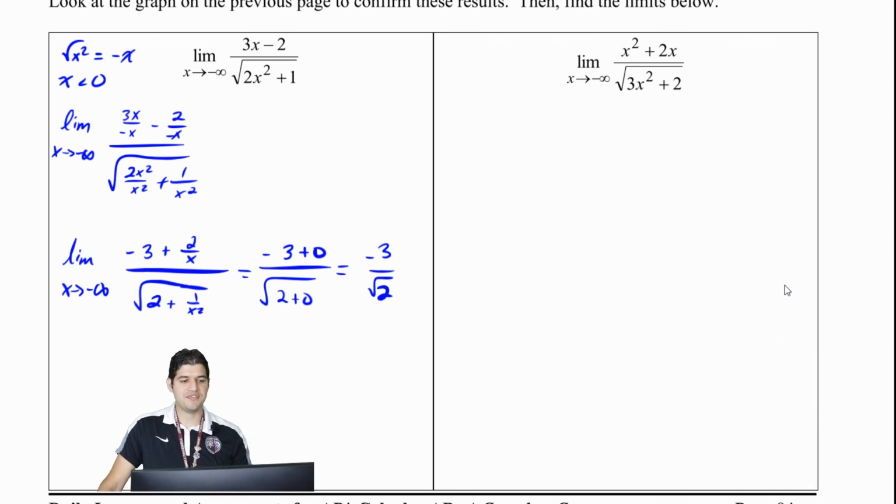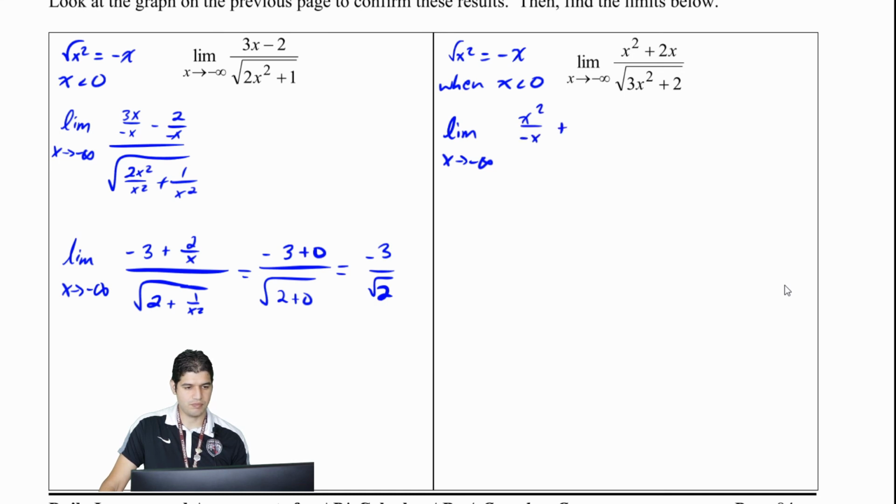I'm approaching negative infinity and I have the square root of x squared in my denominator. So the square root of x squared comes out to be negative x when x is less than 0. All right, so let's do that division. So the limit as x approaches negative infinity of x squared over negative x plus 2x over negative x, all divided by the square root of 3x squared over x squared plus 2 over x squared.